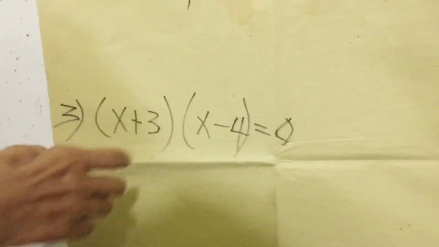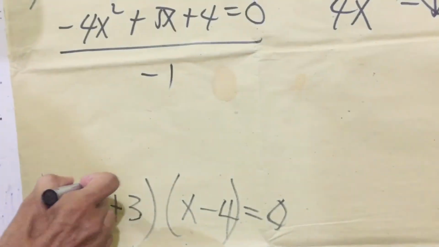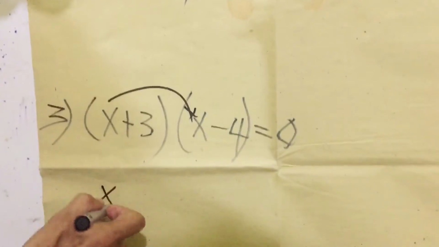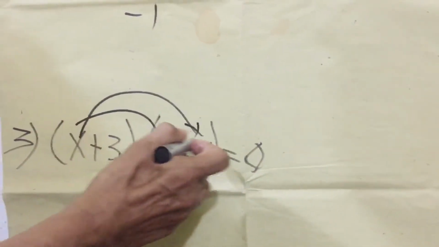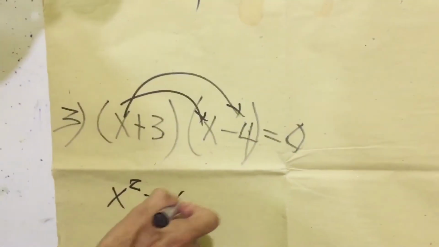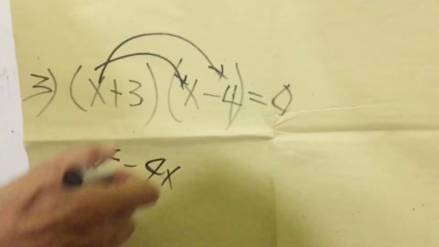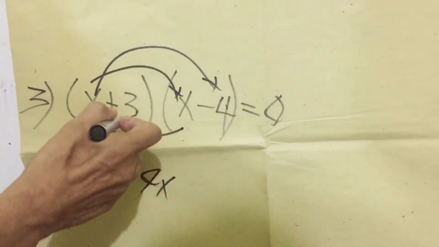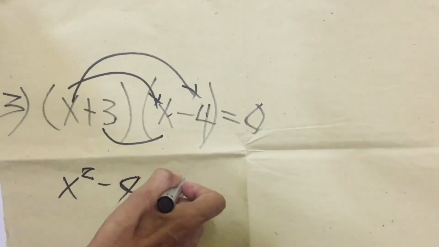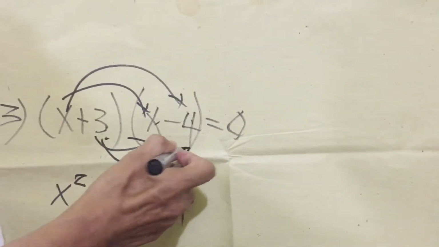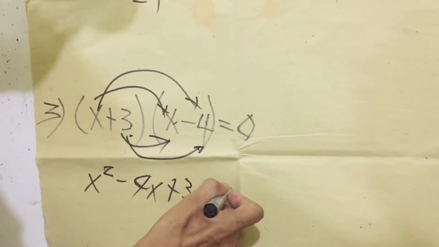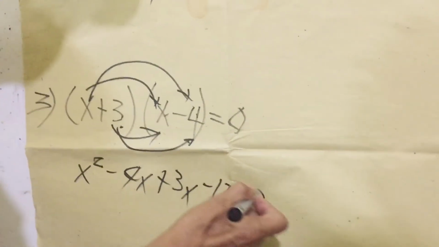Okay, next. And this third example, we need to find first the product of this given binomial. So we have to multiply x times x equals x squared. Then again, we have to multiply x times 4 equals negative 4x. Then 3 times x, we have positive 3x. Then we have to multiply again. 3 times 4, negative 12 equals to 0.